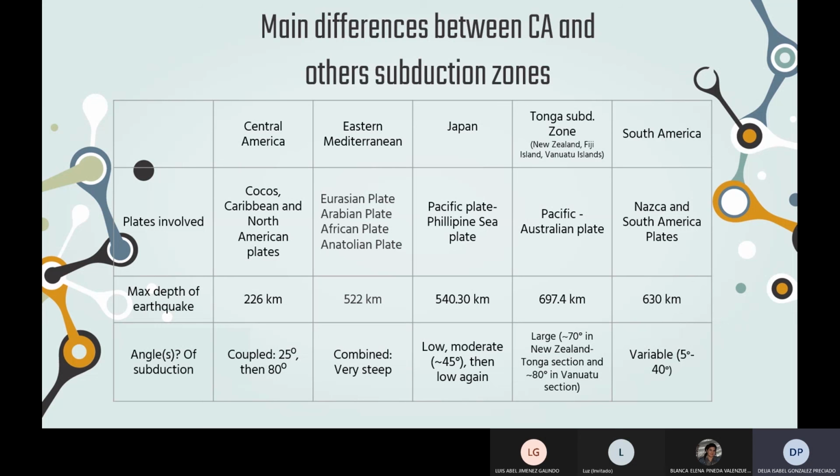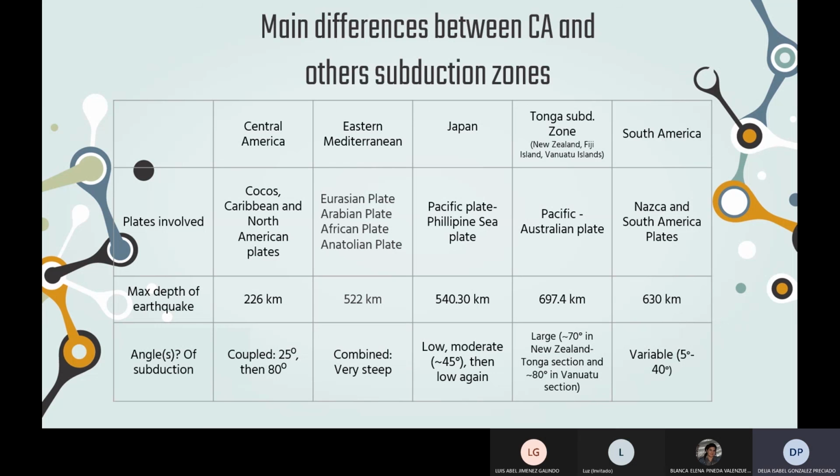The other difference we found was the max depth of the earthquakes. For example, in Central America, we have around 226 kilometers, and in the other subduction zones, we have from 500 kilometers to almost 700 kilometers. Also, for the angles of subduction in Central America, we have coupled angles of subduction from 25 degrees up to 80 degrees.